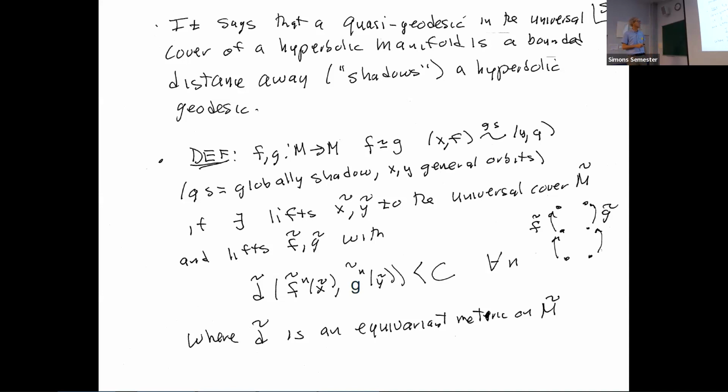Here's the actual definition. So if we have a pair of homotopic maps, we say an orbit under one globally shadows an orbit under the other if you can lift everything to the universal cover and they stay a bounded distance from each other. So we're going to just go in forward time, but they bounce along in the cover and they stay a bounded distance away from each other with respect to some equivariant metric.